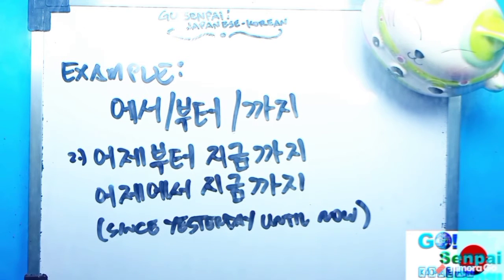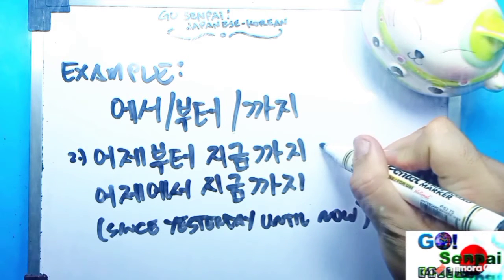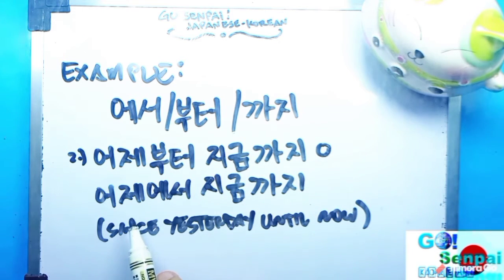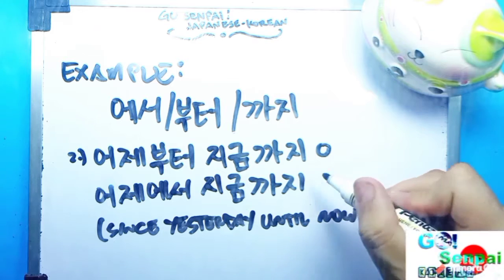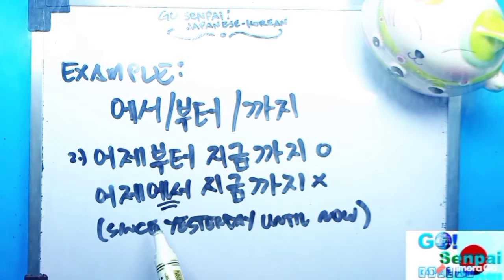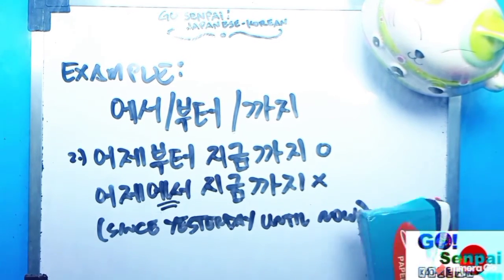So example number 2, we have 오늘부터 지금까지, and then 어제에서 지금까지. So here 오늘부터 지금까지 is correct, while 어제에서 지금까지 is not correct. We cannot use eso when referring to time. Okay, so that's why this sentence is not correct. Okay, so more examples.